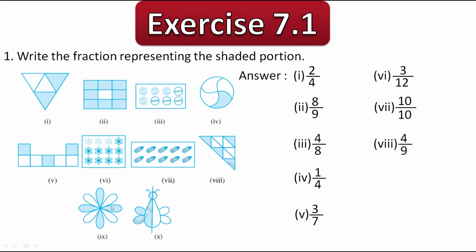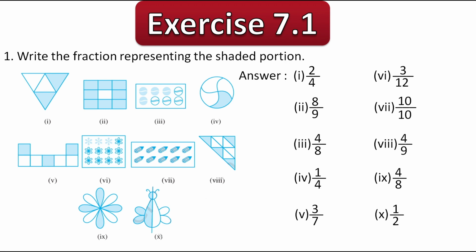Now here we have petals. How many petals do we have? We have 8 petals, and from 8, 4 petals are shaded. So the fraction will be 4 upon 8. Now here this is an insect, and all the parts are unequal. So we can't count parts. As they have given the line here, it is divided into halves. Okay, means half on one side and half on the other side. So half on one side is shaded and the other half is not shaded. So we can write the fraction for this as a half, 1 upon 2.